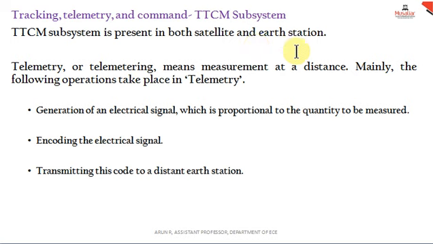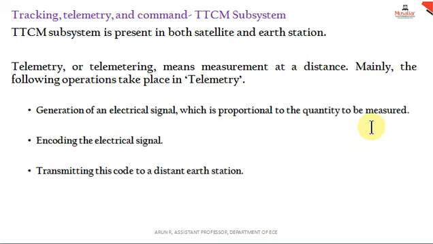It is known as telemetry. And the main operations involved in telemetry are, first, generation of an electrical signal which is proportional to the quantity to be measured; second, encoding that electrical signal; and finally the third operation is transmitting this code to a distant earth station. These are the three basic operations in telemetry.